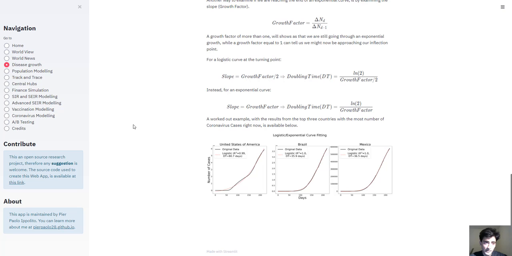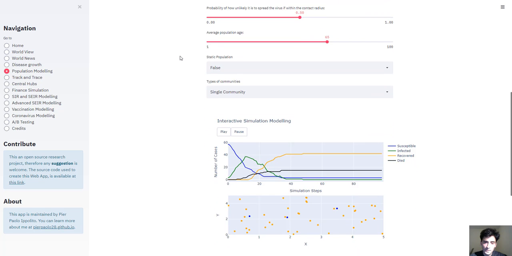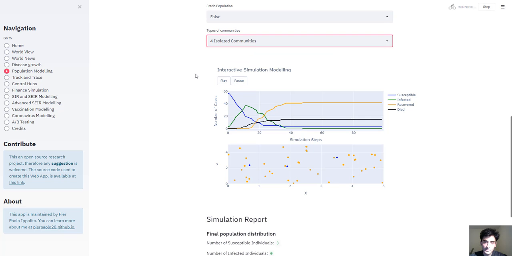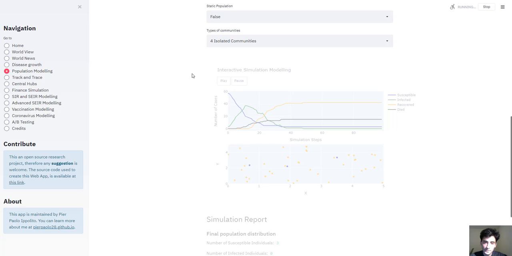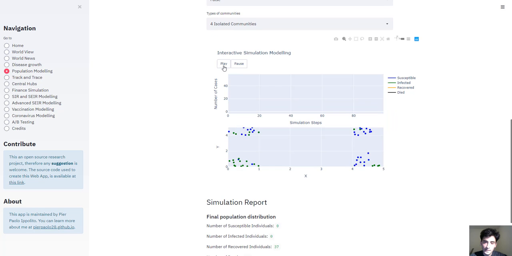We're now examining the four different types of agent-based models which have been created as part of this project: population modeling, track and trace, central hubs, and a funnel simulation. Agent-based modeling makes it particularly easy to visualize different elements of a population moving in 2D. For example, selecting four isolated communities in this model, we can see how in just 100 days an entire population can be affected by the disease in question.